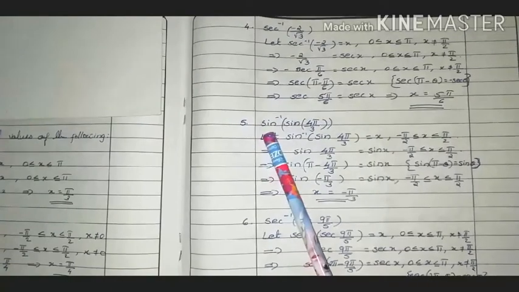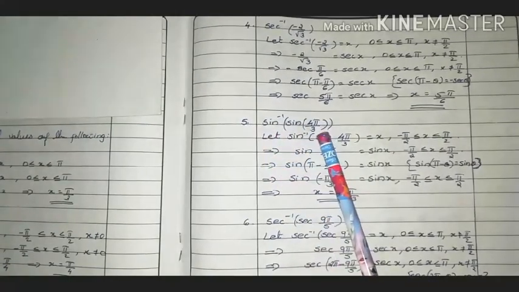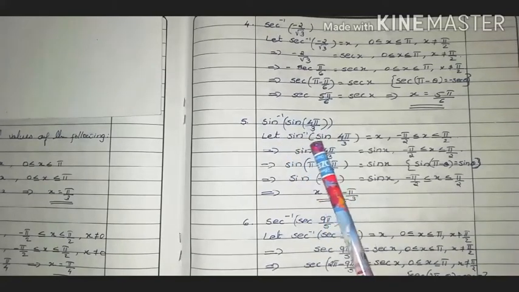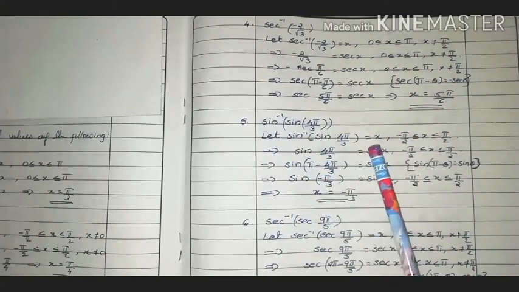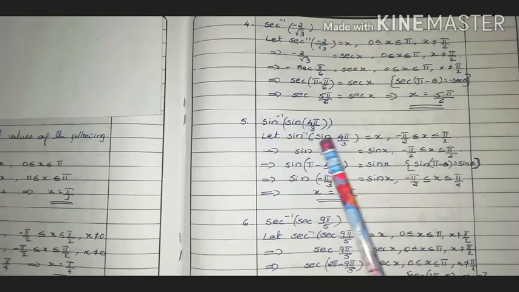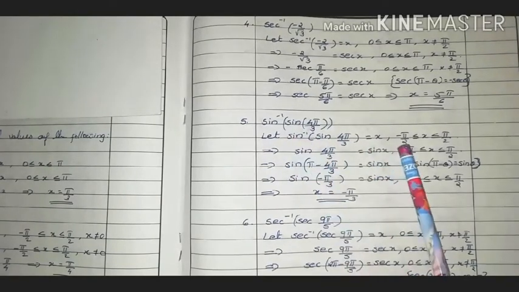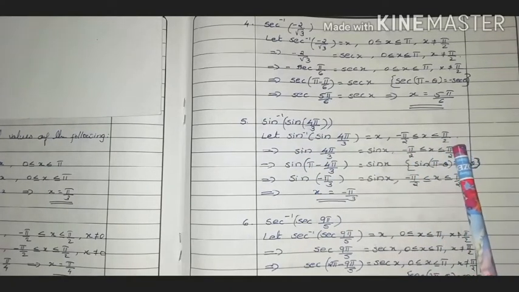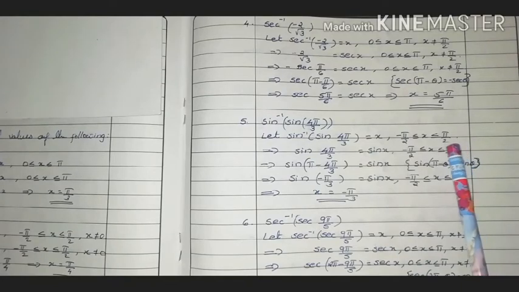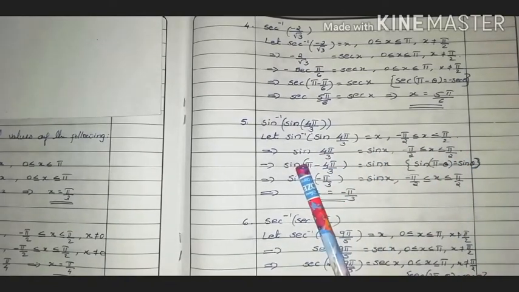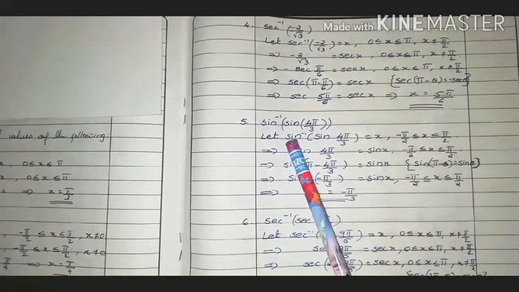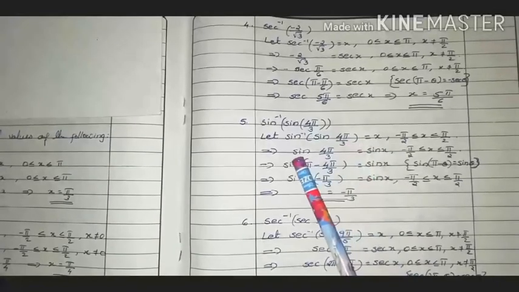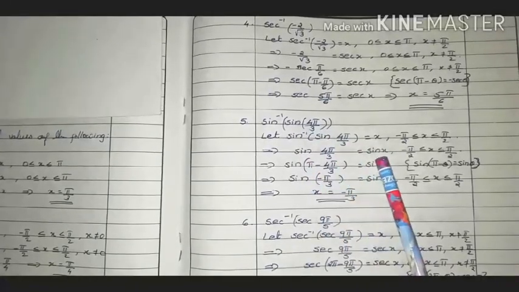Next question. Sine inverse sine 4 pi by 3. Here also that same method. Let sine inverse sine 4 pi by 3 is equal to x. Here the principal values for sine inverse x is minus pi by 2 less than or equal to x less than or equal to pi by 2. Then transpose, you can write sine x is equal to sine 4 pi by 3, or sine 4 pi by 3 is equal to sine x.